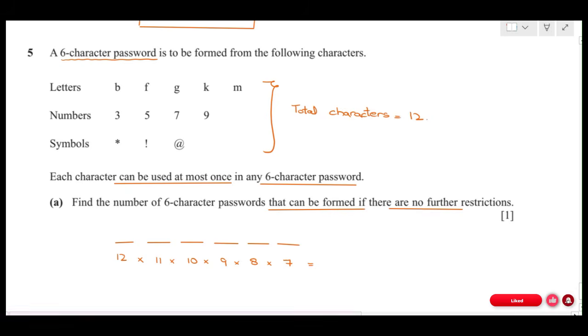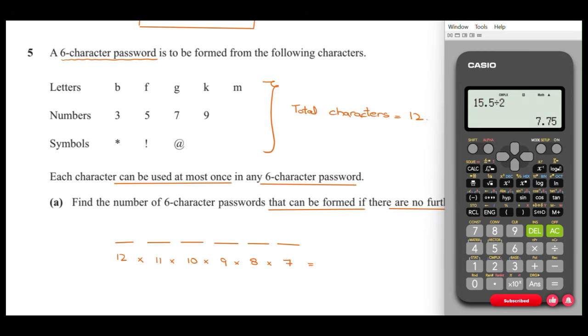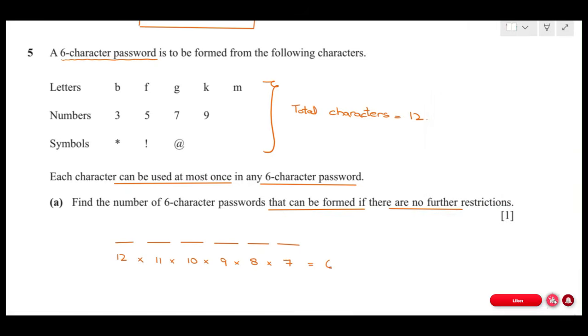All right. So let me use a calculator and simplify. What is 12 times 11 times 10 times 9 times 8 times 7? 665,280. So we can make 665,280 6-character passwords if we can use at most once any of these characters, right?